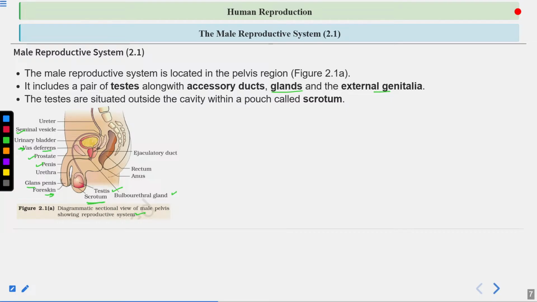The testis is located within the scrotum. Then you can see the ureters, which are coming from the kidneys. The ejaculatory duct is also an accessory duct. And the rectum and anus are parts of the digestive system. We'll talk about all of these parts of the male reproductive system, and we'll talk about their functions as well.